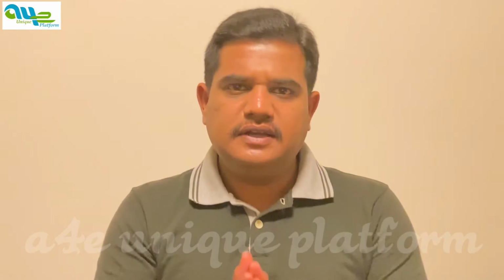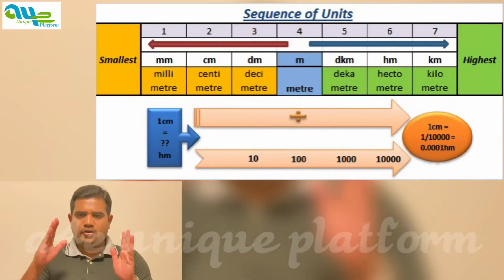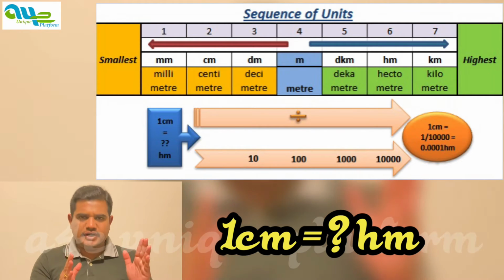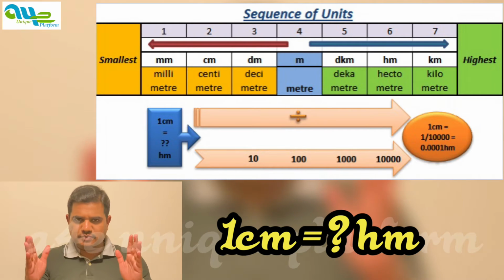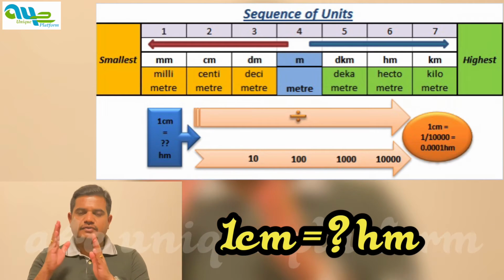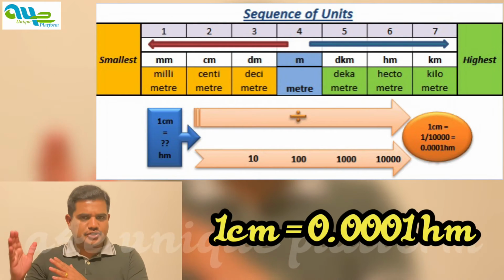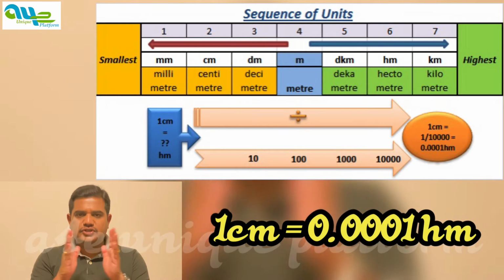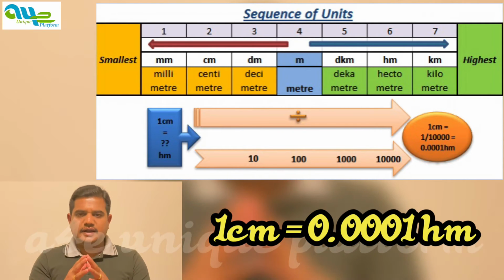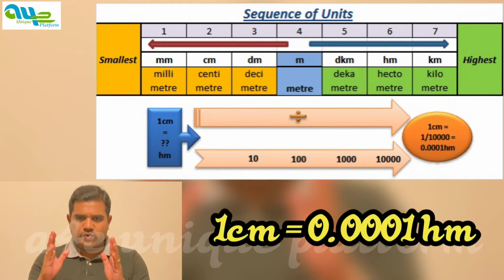Next, we can apply this logic to random questions, that is, 1 centimeter equals how many hectometers. Smallest to highest is division, and centimeter is in the second position, hectometer is in the 6th position. So 3rd position 1 0, 4th position another 0, 5th position another 0, and 6th position another 0. So there are 4 zeros which we need to use. So 1 centimeter is equal to 1 divided by 10,000 hectometer, that is 0.0001 hectometer.